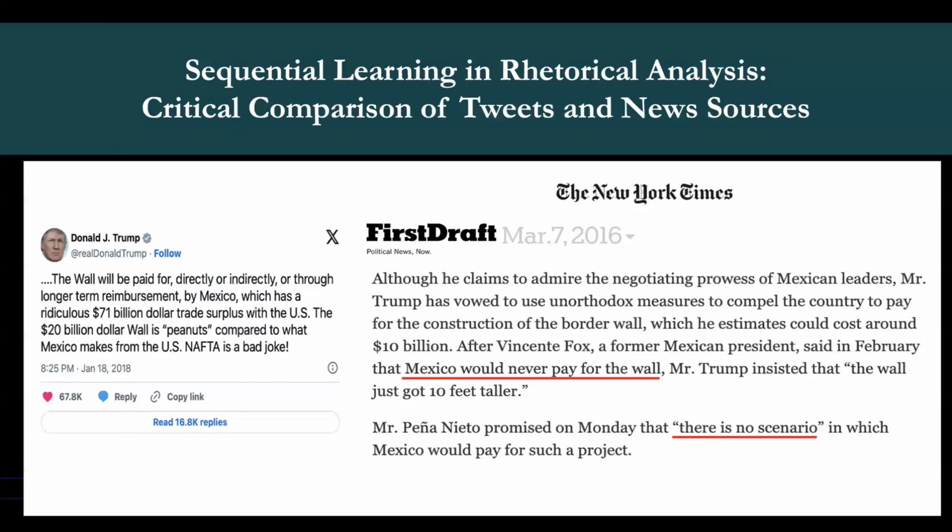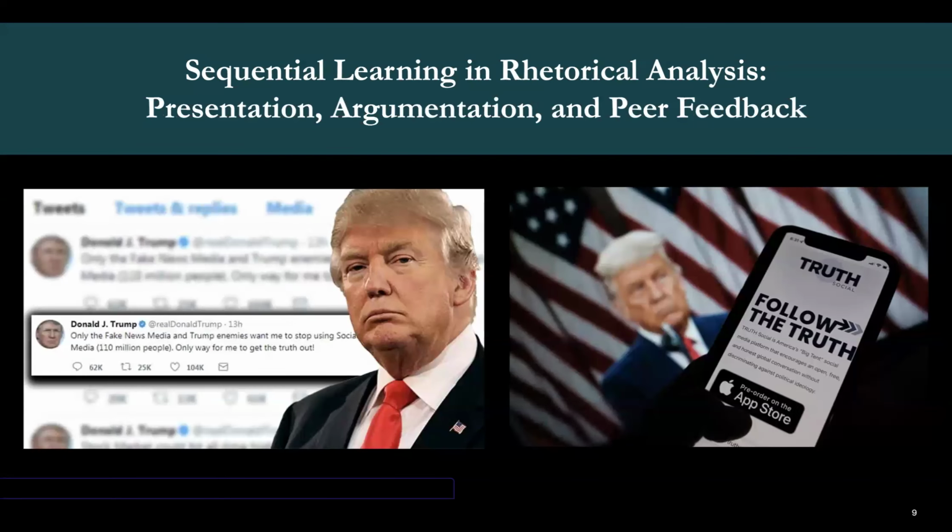My goal here was to have students understand that news articles are not neutral or objective, but are influenced by the perspectives and agendas of the media outlets and journalists that produce them. And in this regard, my background as a journalist was actually very helpful in conveying these ideas to my students.